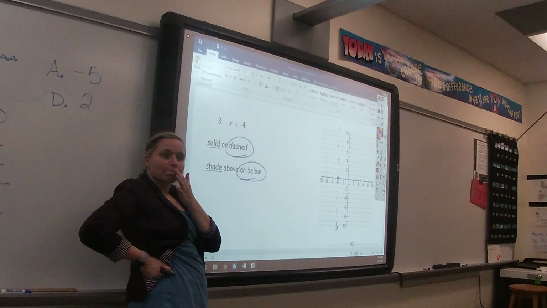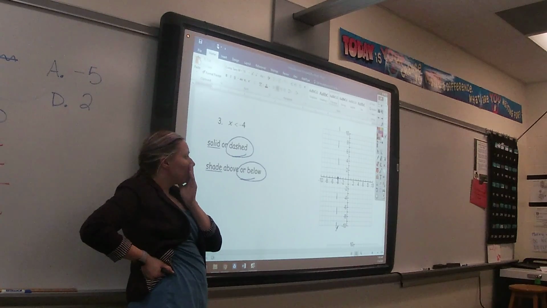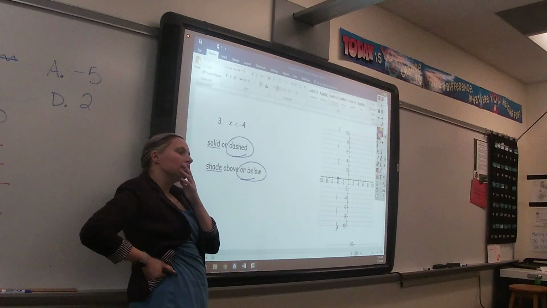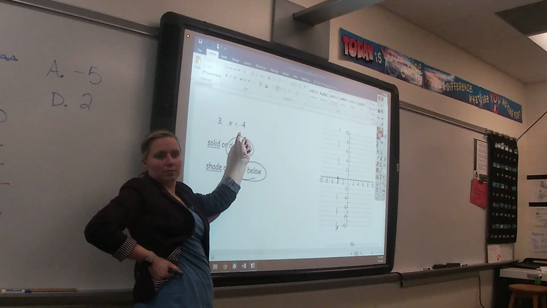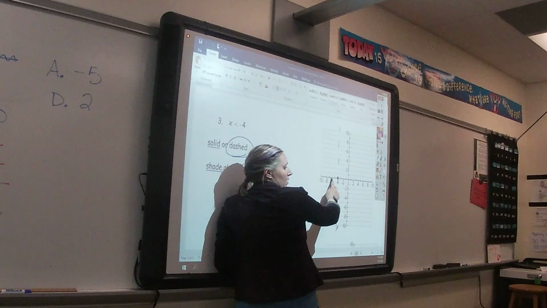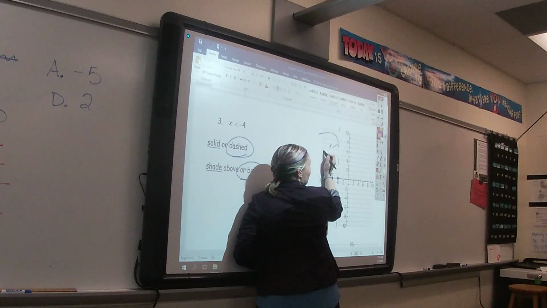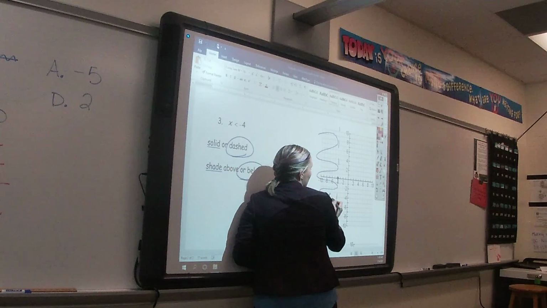You just shade to the left. Why do you think to the left, Drew? Because that's anything less than -4. What types of numbers are less than -4? Negatives. -5, -6, -7. These numbers over here. This goes back to our old rules. Less than is to the left.